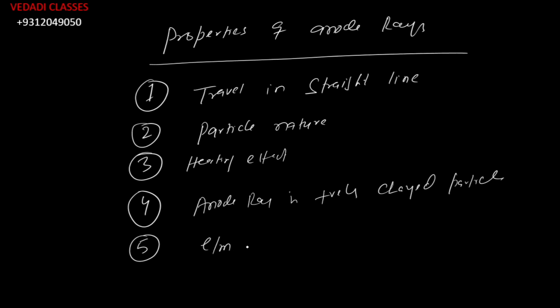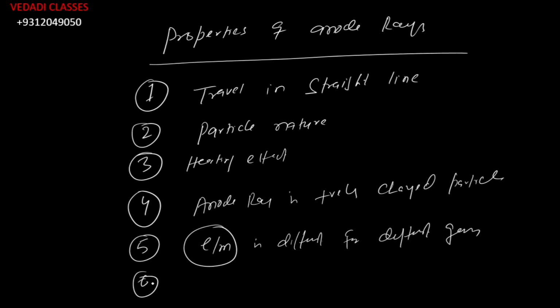The charge by mass ratio is different for the particles constituting anode rays when different gases are taken inside. So e by m ratio is different for different gases, whereas the charge by mass ratio is the same for different gases in cathode rays, and here the charge by mass ratio is different for different gases. Okay, so this is the thing you should keep in mind.